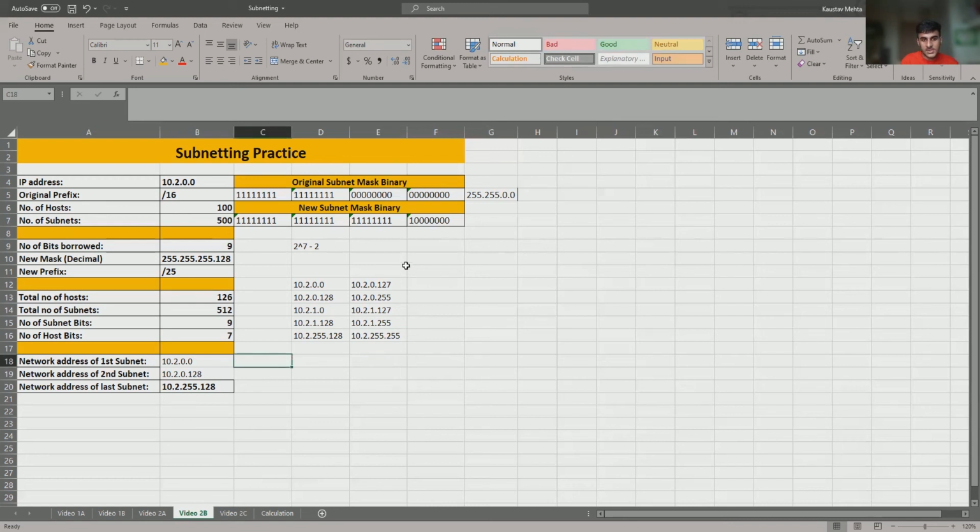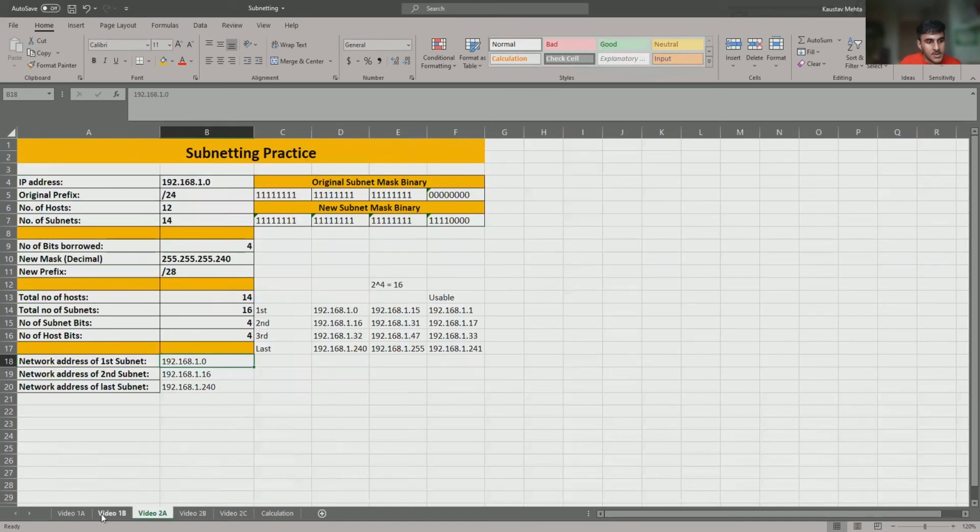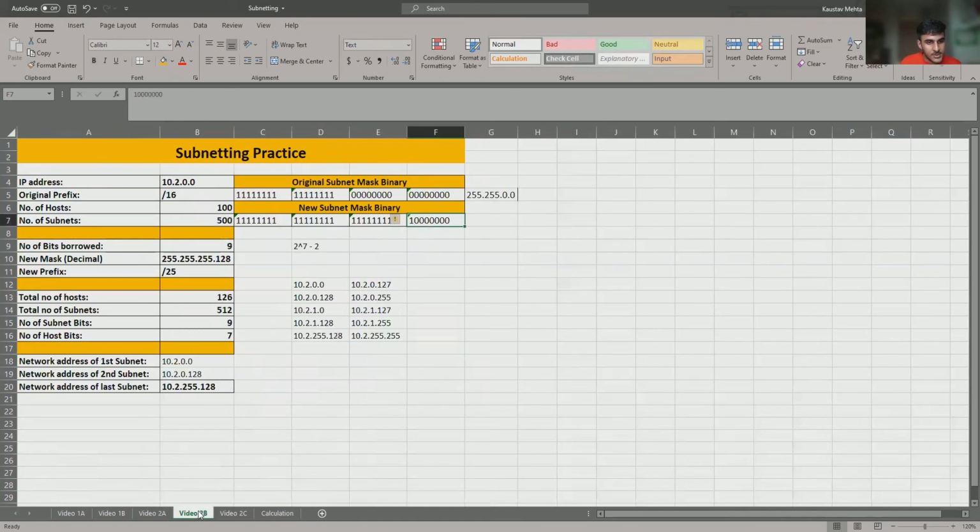So using the magic number technique, we found out that the magic number was 128 here, because if you're using this binary to decimal converter and you only have 1 bit here, that means we're only using 128 as a magic number. Similarly, if we were to have 4 ones like we had for the first video, then our magic number would have been 16 rather than 128. So that's how you do this one.